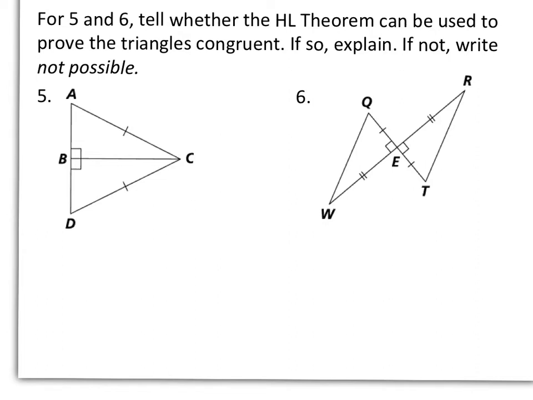All right, so in number 5, we are told that side AC is congruent to DC. So those would be our hypotenuses because we have right angles, angle CBD and angle CBA. And then also because of the reflexive property, we have a leg that is congruent. So the answer would be yes. And if I had to explain, I could say AC and DC are hypotenuses.